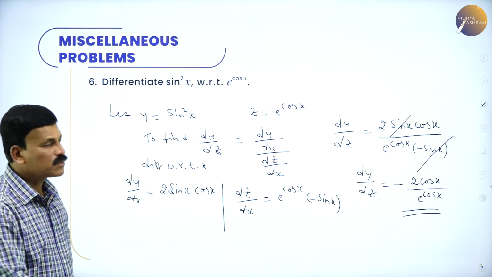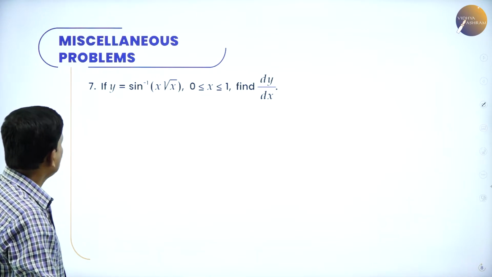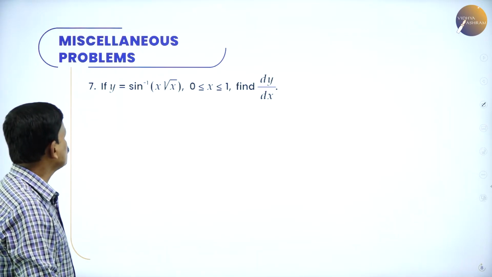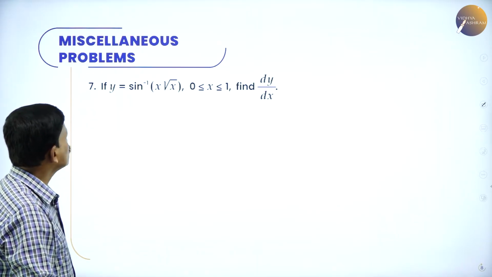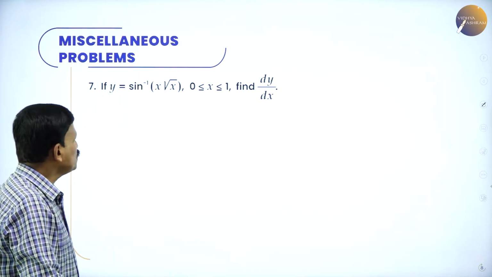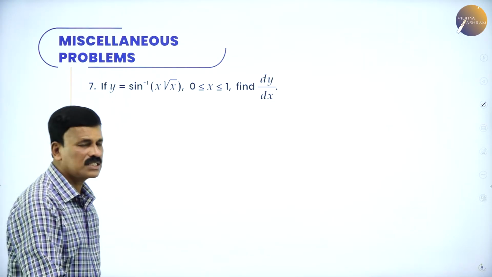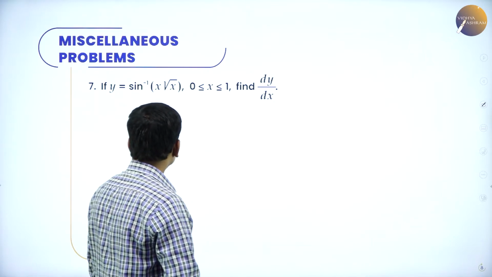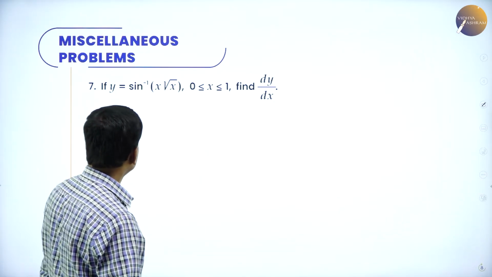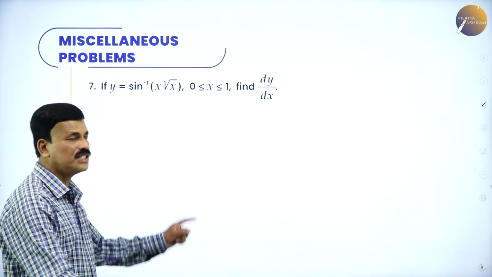Now let us come to the next problem. Now what is the problem given? Y is equal to sin inverse of x root x, where x is in between 0 and 1, find dy by dx. This is also an important problem. So here this can be differentiated straight away.